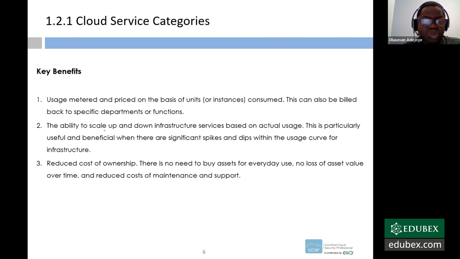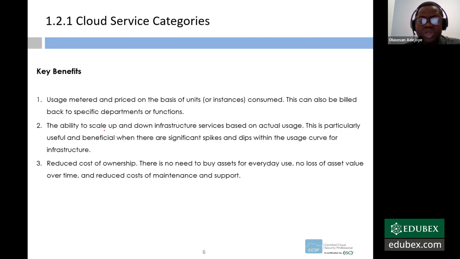Three, reduced cost of ownership. You don't need to provision or buy any assets. There's no need for any capital expenditure. Like we normally have budget in IT. We say we want to have a budget, we want to provision this, we want to provision that, and the budget will be running into thousands or millions of dollars.